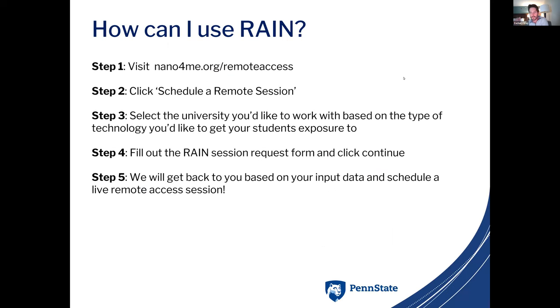So if you want to use RAIN, it's very easy to do. You would visit this Nano4Me website, and then there's a button you would click, schedule remote session. It's a real simple form: where you're from, what kind of sample you want to look at, and what type of tool you want to look at it with. You click go, and we would get that inquiry here at CNEU. Then we would get right back in touch with you and set up a RAIN session. It's as easy as that. It doesn't cost any money. It just costs a little bit of time in filling out that quick form.